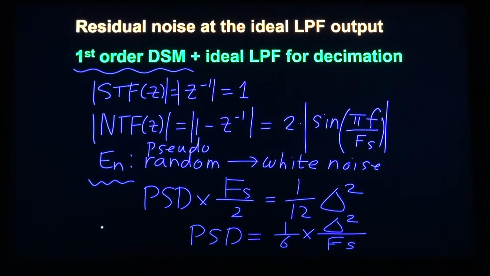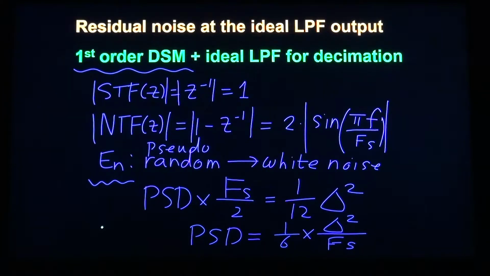Okay. Yeah, let's consider the output noise power at the sinc filter output. We consider those two cases. See, we connect a delta sigma modulator and then a decimation filter. So first consider a first order delta sigma modulator connected to an ideal low pass filter. So the ideal low pass filter works as a decimation filter.